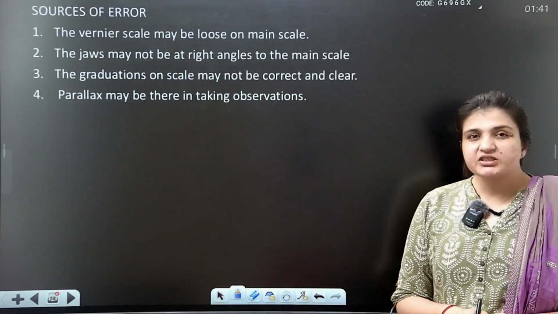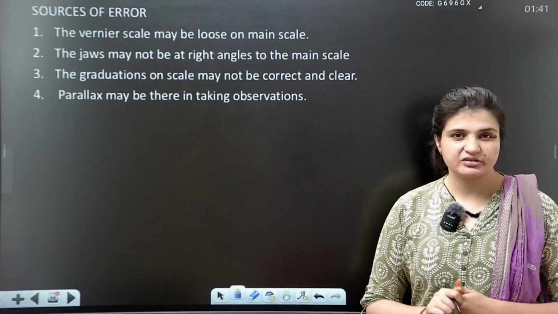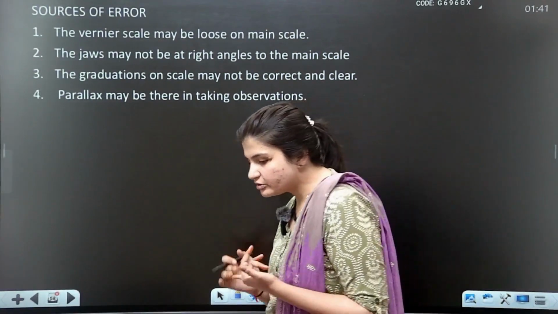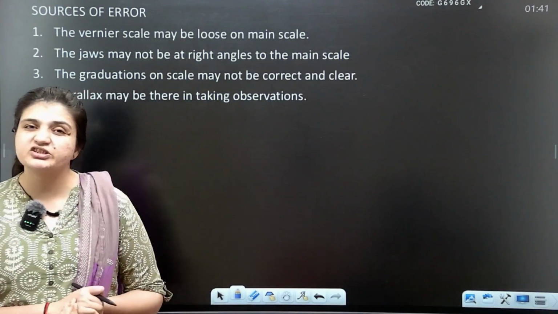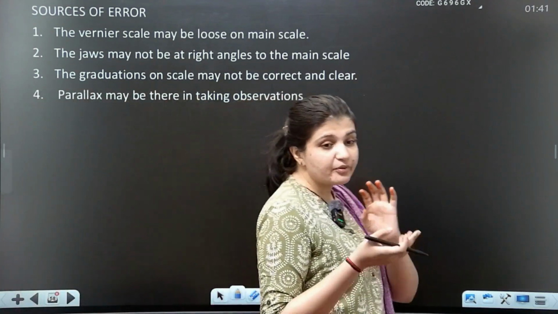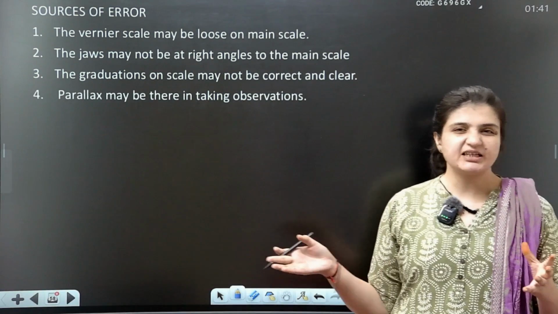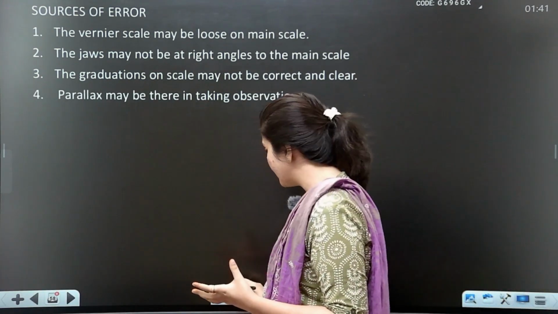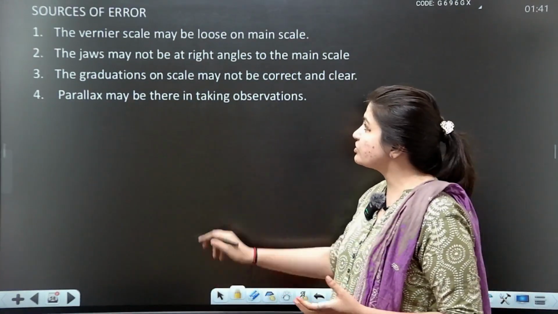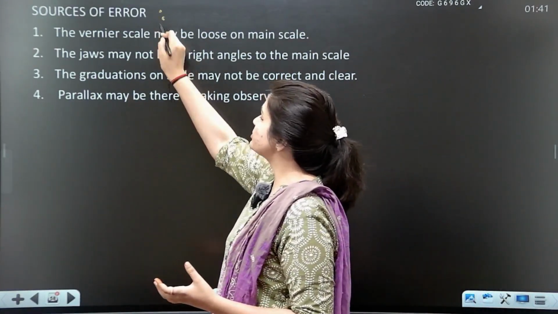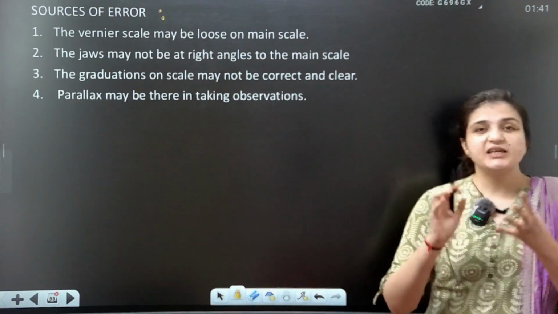So now students, that's all about the vernier caliper. We have gone through the least count, the zero error, and the precautions that have to be considered while performing the experiment. Now we will see what the sources of error are. What are the sources of error that should be considered?